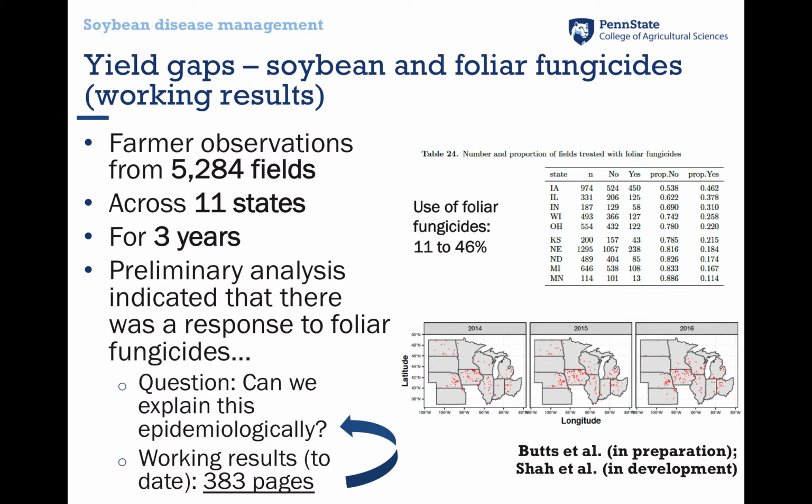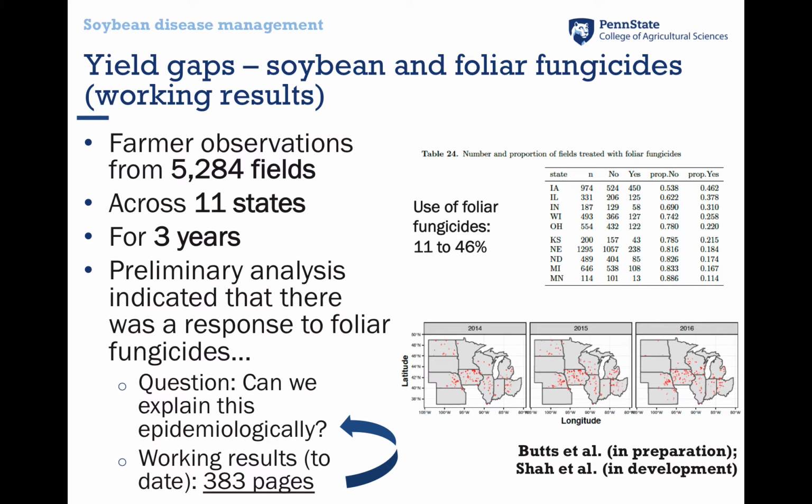The thing about it is that they had a very simple question. Is there a response to foliar fungicide? So we go back to what we know about the pathogen profile, and I just said, can we explain it epidemiologically? So we wrote out questions, so as not to bias ourselves. Dennis Shaw was working on this with me. He gets a little overexcited. That turned into almost 400 pages of work.